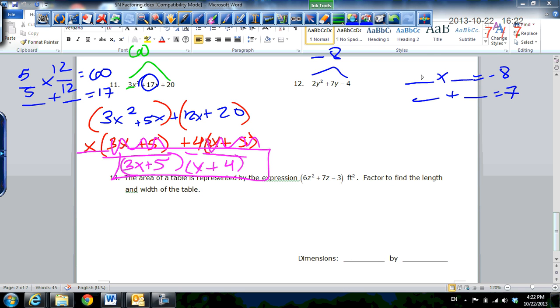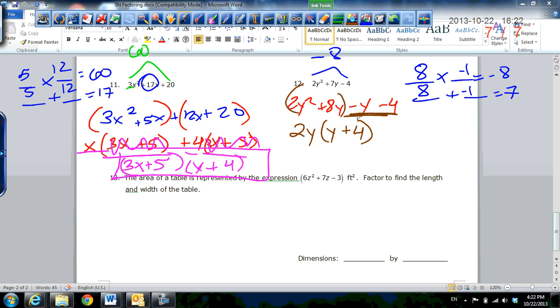So we got a negative this time, so it's going to be 8 and -1. So I rewrite the middle term. So 2y squared and -4 stay the same. Those are the first and the last term. The middle term is 8y and -y. What can we take out of the very first two? Some people say 2, some people say y. They're both correct. So 2 and a y. I'm left with y plus 4.